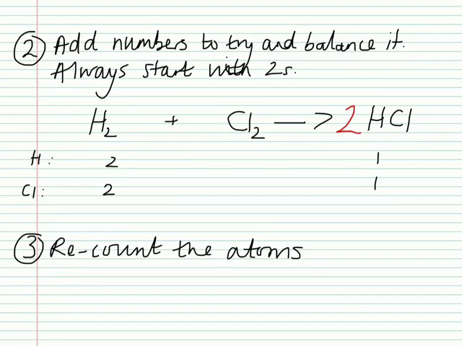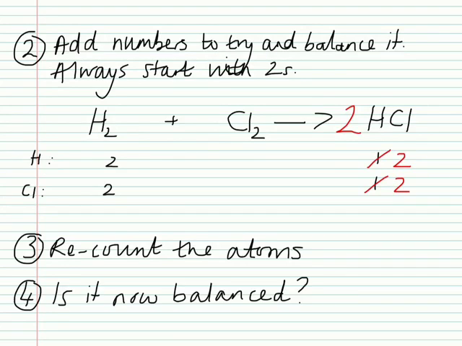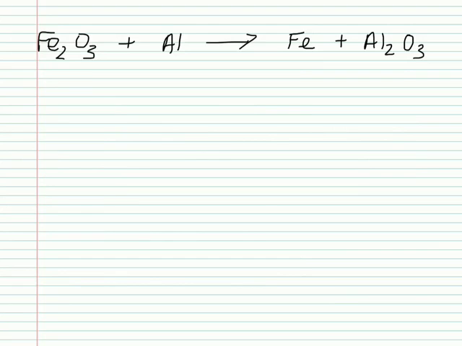So now, on the right-hand side, instead of 1 hydrogen atom, we have 2, and instead of 1 chlorine atom, we also have 2. Then you need to check if it's balanced. In this case, we have 2 hydrogen atoms on the left-hand side, 2 hydrogen atoms on the right, 2 chlorines on the left, and 2 chlorines on the right. So, yes, it's balanced. If it wasn't balanced, you just repeat steps 2 and 3 until it is. Right, let's have another go at an example.